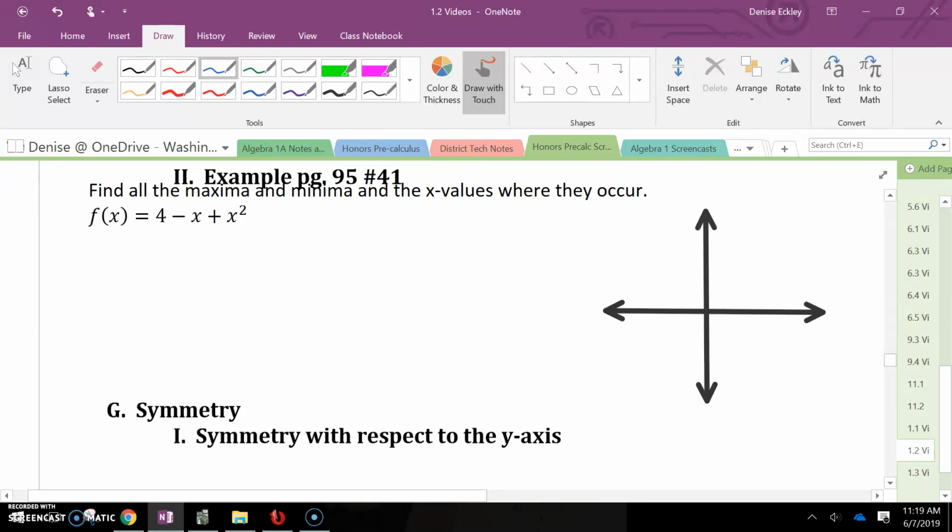Page 95, number 41. Find all the maxima and minima and the x values where they occur. So our function is f of x equals 4 minus x plus x squared. So what we're looking for is anywhere there is a hill or a valley. Those are called local minima and maxima.